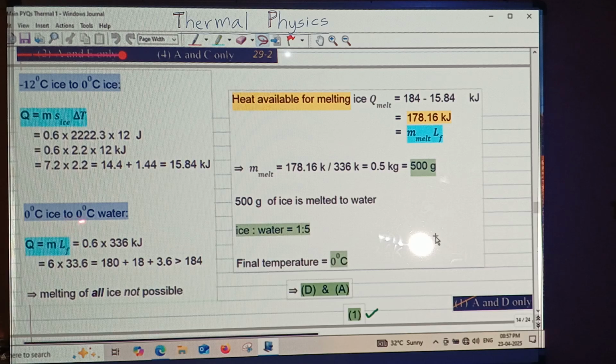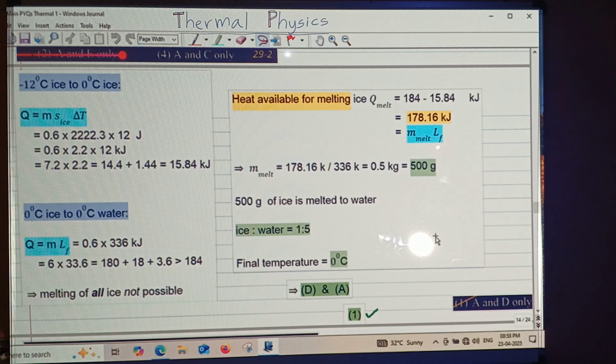And to convert 0 degree ice to 0 degree water, that's melting of the full ice. The amount of heat required is mass into latent heat of fusion, which is greater than 184, the supplied energy. Okay, so melting of all the ice is not possible. Only a part of ice will get melted. So you have to find how much of ice is getting melted. So heat available for melting the ice is the total energy supplied, 184 kilojoules, minus the heat used in the first step. The first step is to convert to 0 degree ice. So that is 178.16. That's equal to mass melted into the latent heat of fusion.